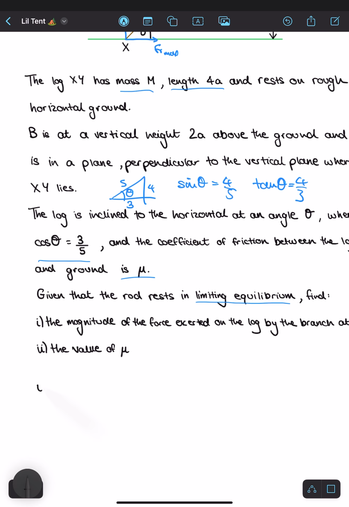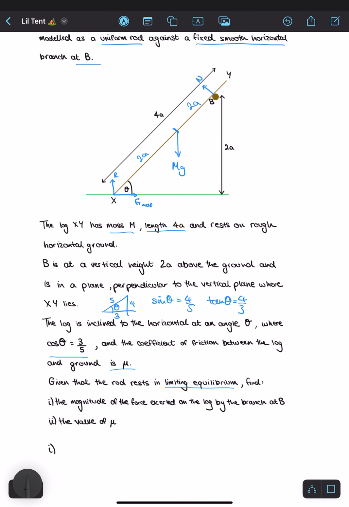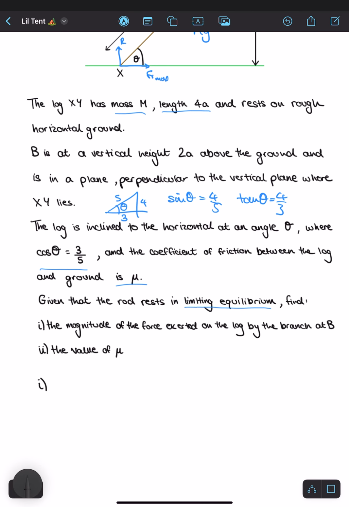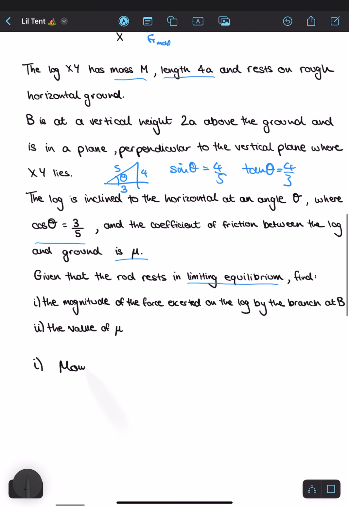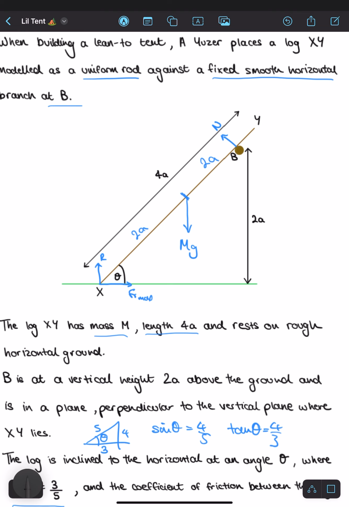So for part 1, if I choose to take moments about point X, because I'm not sure what either of those forces are, we'd say moments about X. The sum of clockwise moments is equal to the sum of anti-clockwise moments about the point. So if I look, where are my clockwise moments? I've got a force here. This is going to be my clockwise force.